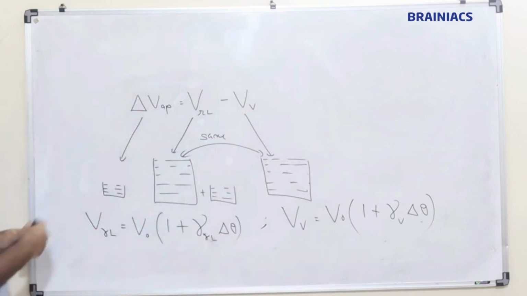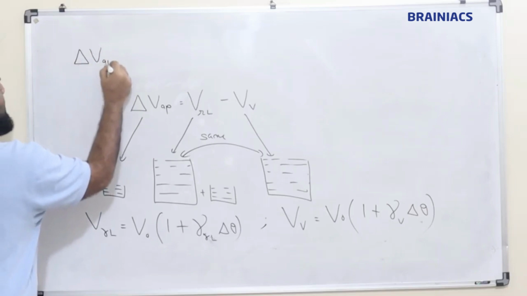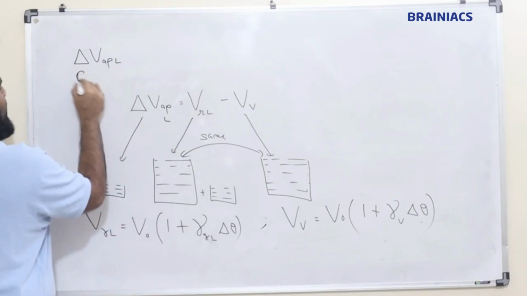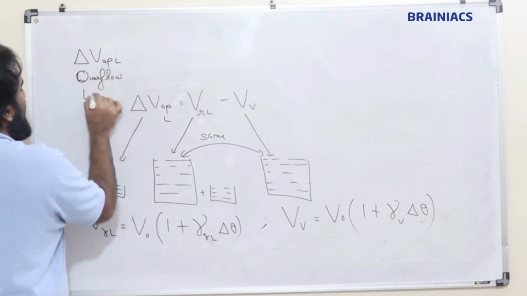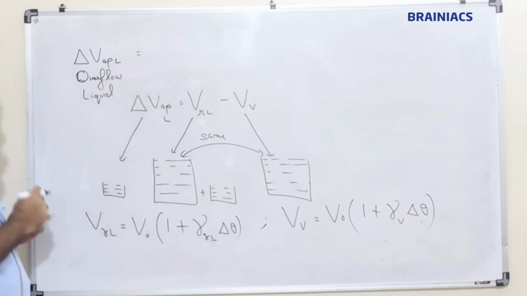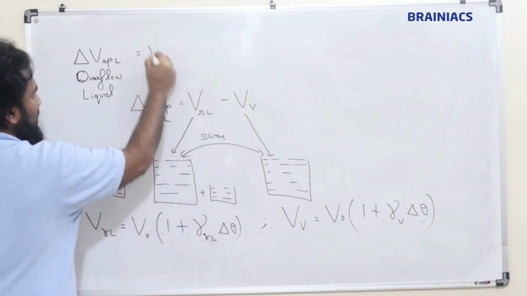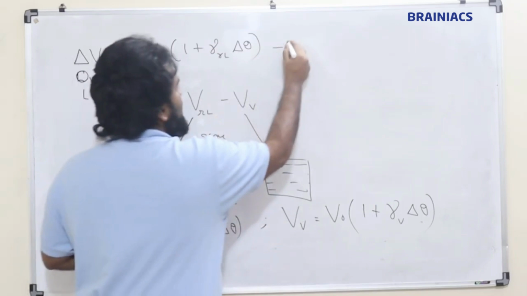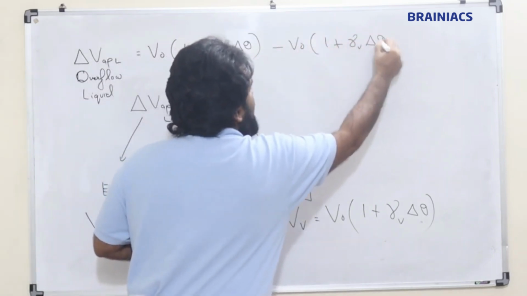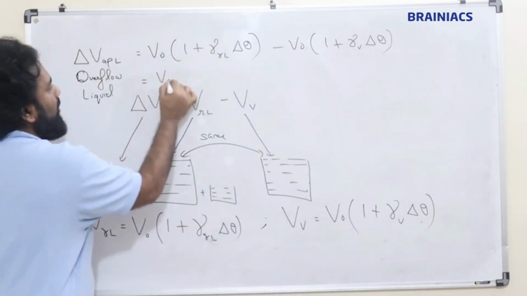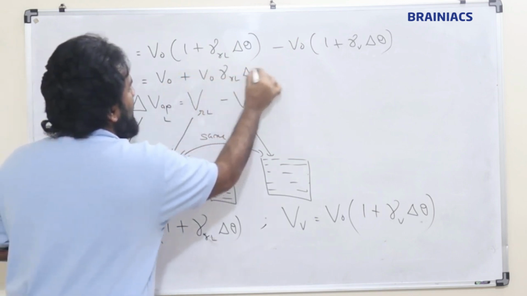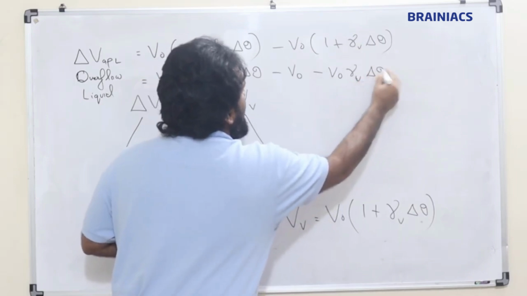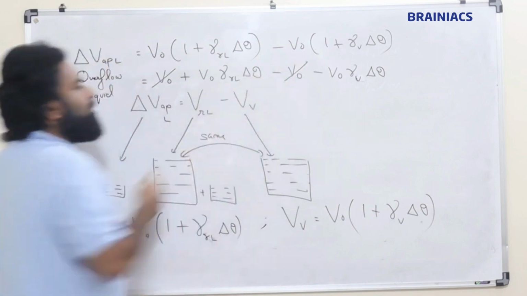Okay. So now what shall we do? The apparent change in the volume of the liquid, the overflow liquid, the amount of liquid in the outside container, is equal to what? This minus this. So I am going to write V naught into 1 plus gamma of liquid delta theta, minus V naught into 1 plus gamma of vessel delta theta. Clear? Now we will expand: V naught plus V naught gamma L delta theta minus V naught minus V naught gamma V delta theta. This V naught can be cancelled out.